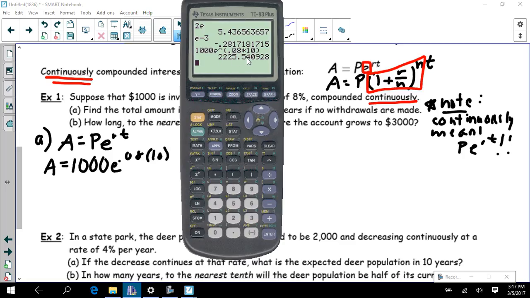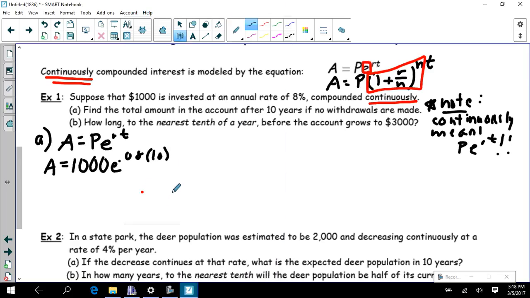Look at what happens if I do this. A common mistake is to write 1,000 e to the 0.08 times 10, like that. Totally different answer. That's because the calculator is raising e to the 0.08 and then multiplying by 10. You need to write it like the first way that I did so that it all stays in the exponent. So everyone make sure you're looking up here and understand that. Got to stay in the exponent. Okay? So coming back to this here, this is equal to $2,225.54.